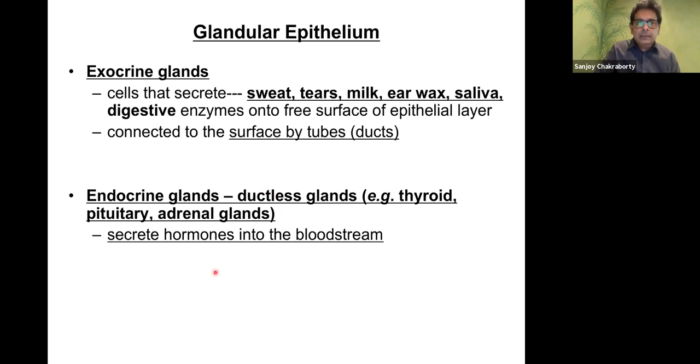You're going to study this detail in A&P too. So I am not going to ask you about any particular gland. The only thing I can ask you is the definition of endocrine gland. An endocrine gland is a ductless gland which secretes hormones. The hormones travel in the bloodstream. Good enough. Thyroid, pituitary, and adrenal glands mentioned in the slide are examples, you do not need to memorize them.